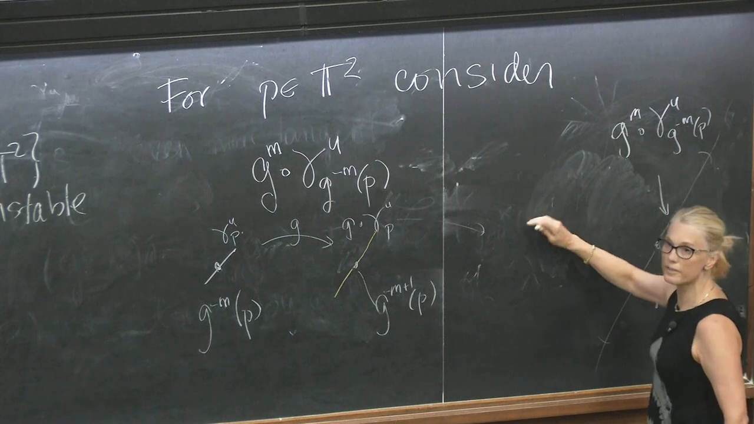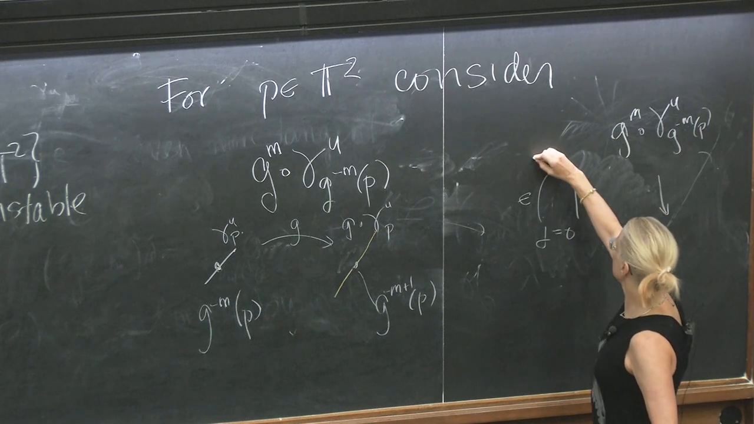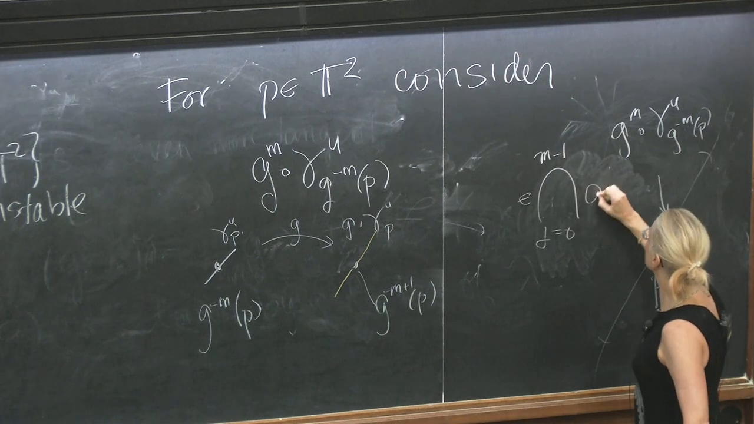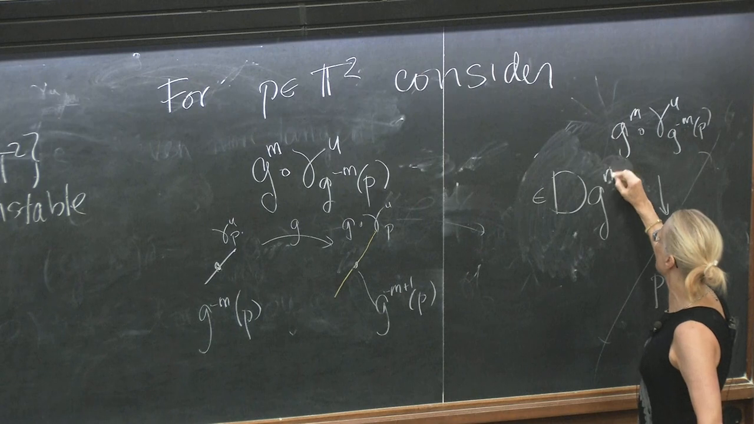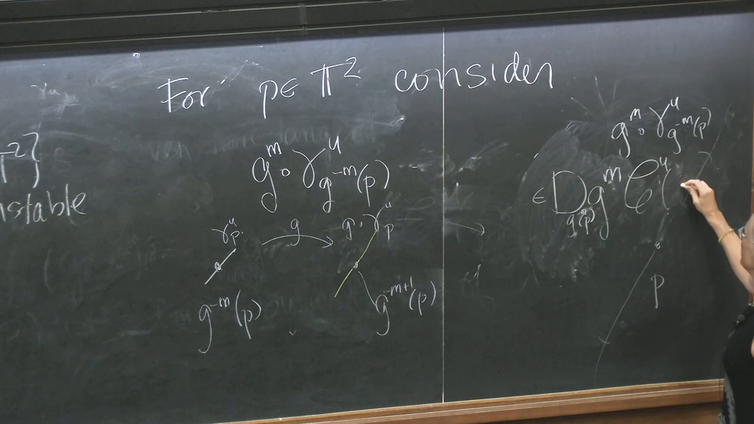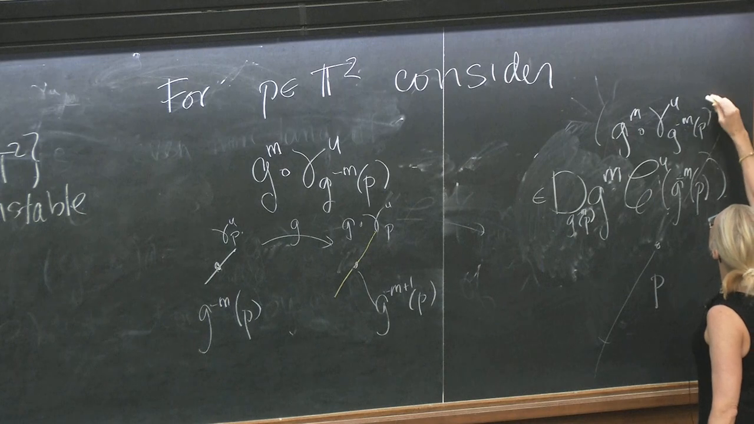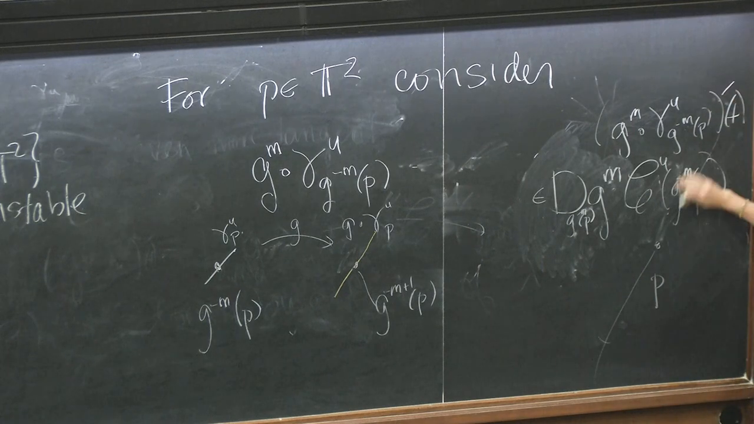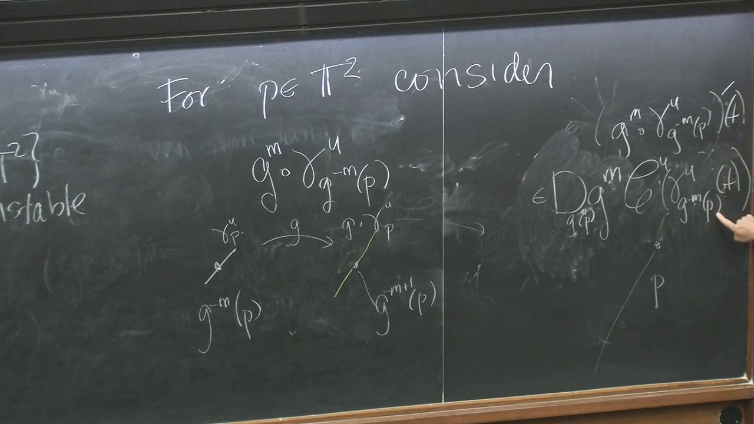Instead of saying it's very tangent, let's just say it lies inside the intersection from j equals 0 to m minus 1 of, well, you don't even have to say the intersection, it lies inside of dg to the m at g to the minus m of p applied to the unstable cone at g to the minus m of p. This curve everywhere, this derivative, at t, this is at gamma u of g to the minus m of p at t. So for each time, it actually lies in the image of this cone under the derivative of g to the m.